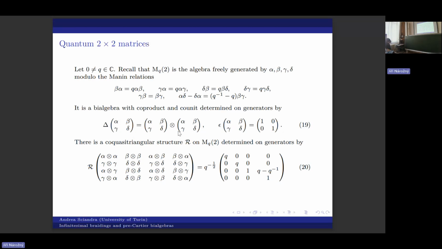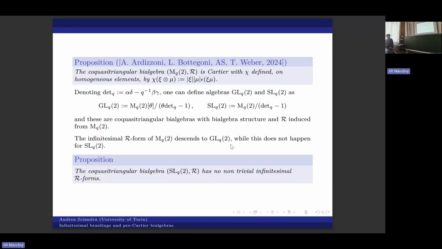There is a quasi-triangular structure on this bialgebra, given by using the picture. And we are able now to produce a pre-Cartier structure for this, which is also Cartier. So we have an infinitesimal form chi, which is defined on homogeneous elements in this way. So chi on C tensor mu is just given by the epsilon on the product of these two elements, and we also have a scalar that is exactly the degree of the two elements. So when we start with MQ2, this is quasi-triangular, and this is also Cartier with this chi.